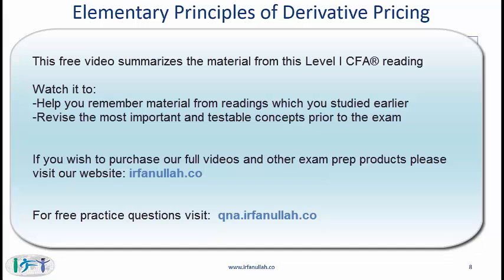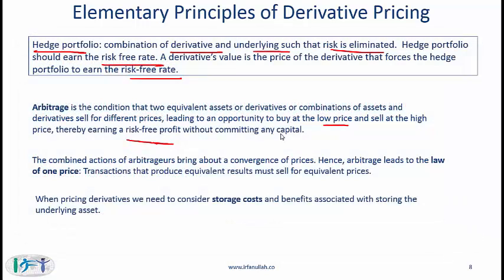Now just some terms that you need to know, and you will see these in later readings. Arbitrage is the condition that two equivalent assets or derivatives or combinations of assets and derivatives sell for different prices, leading to an opportunity to buy at the low price and sell at the high price, thereby earning a risk-free profit without committing any capital.